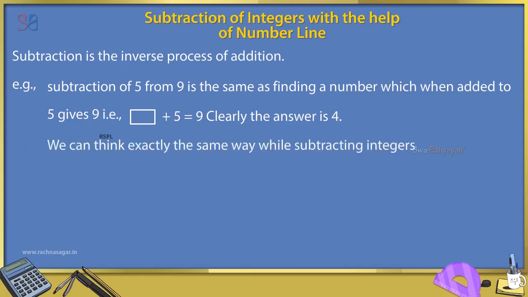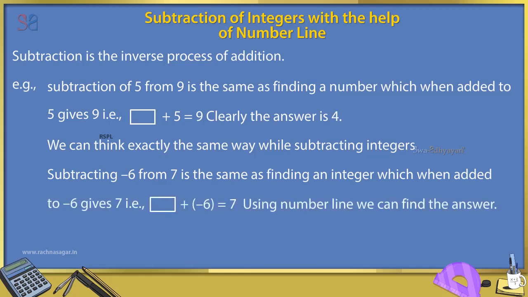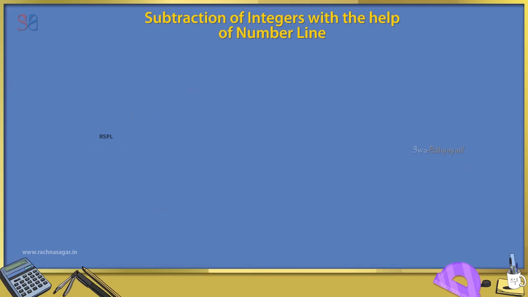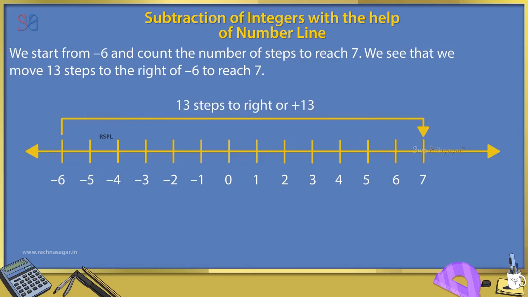We can think exactly the same way while subtracting integers. Subtracting minus 6 from 7 is the same as finding an integer which when added to minus 6 gives 7. That is, dash plus (minus 6) is equal to 7. Using number line, we can find the answer. We start from minus 6 and count the number of steps to reach 7. We see that we move 13 steps to the right of minus 6 to reach 7. Thus, 13 plus (minus 6) is equal to 7.